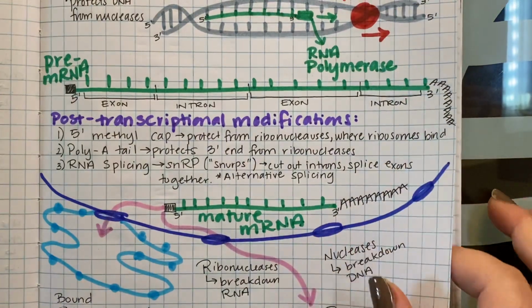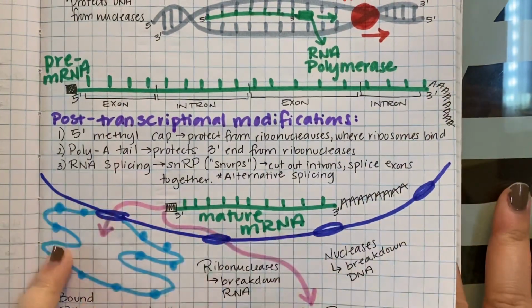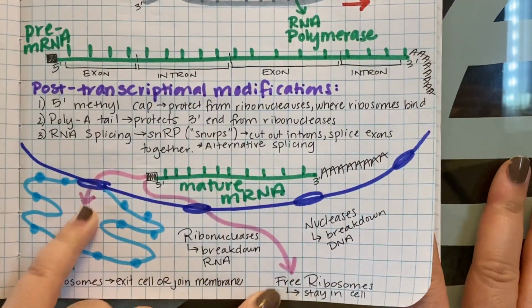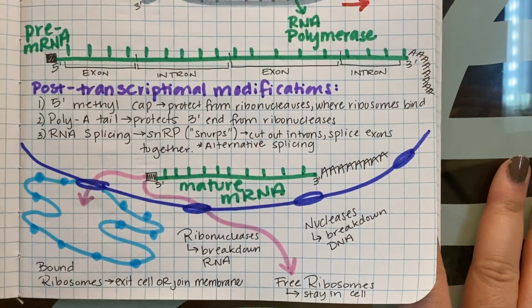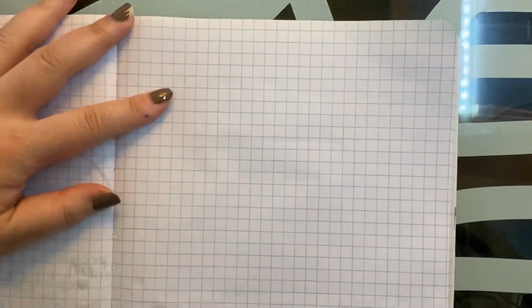Okay, so our messenger RNA is created, it is mature, and now it will travel out of the nucleus either to the ER or to a free ribosome. What we're going to draw for translation is at a free ribosome, just because it's a little easier. So flip your page. Let's title this buddy Translation.